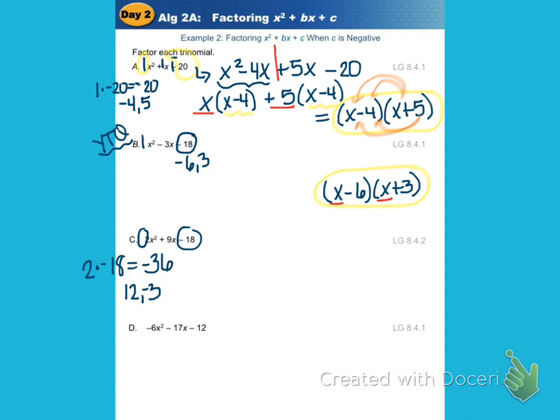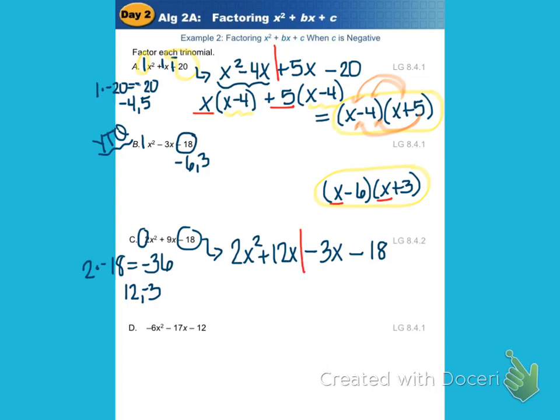So the next step is to rewrite your trinomial. The first and last terms will be exactly the same. The middle term we'll split into two separate terms that add up to 9x. Again, it doesn't really matter which one comes first. So I'm going to put the plus 12x first, and then the minus 3x next. Then I'm going to split these up into groups of 2 and 2.